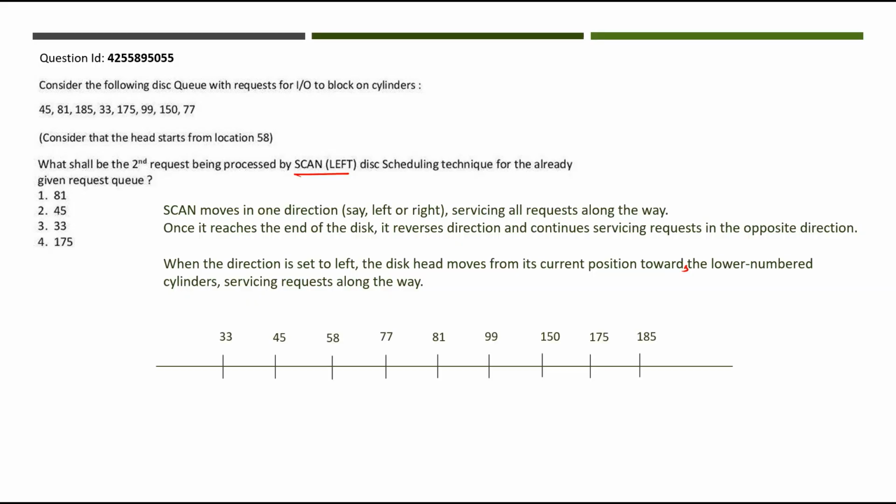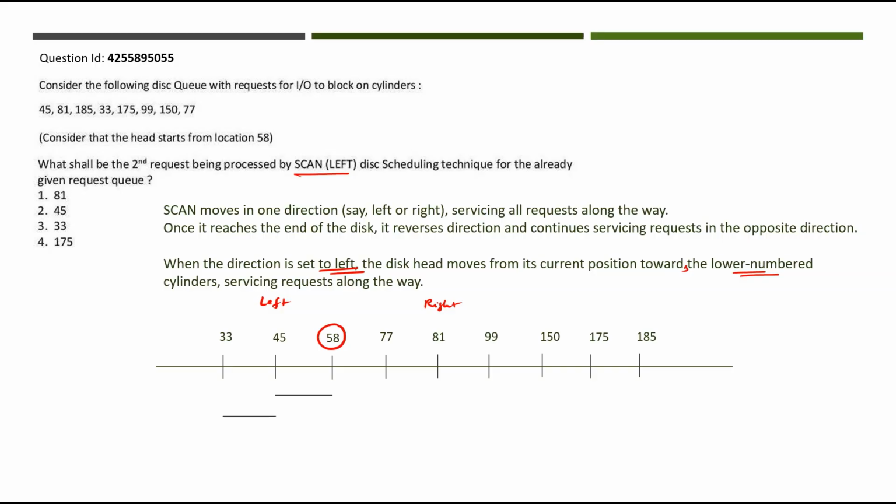So let's take the cylinders here. The current position is 58. This is left and this is right. So when they say it moves to the left, that is SCAN left. When it is set to left, it is moving towards the lower numbered. Compared to 58, 45 and 33 are lower numbered. 77 and the rest are higher numbers. So it is moving towards the lower numbered cylinders, is what they say. So from 58, the first request will be for 45 and the second request will be for 33.